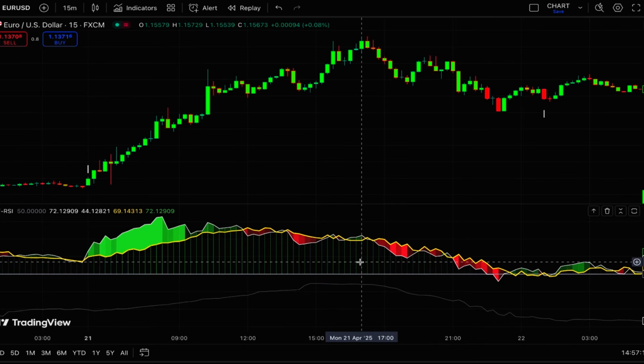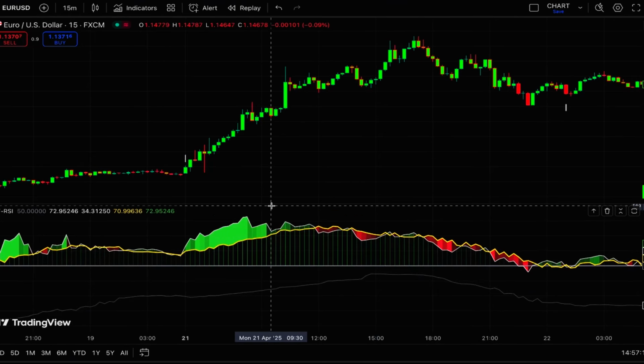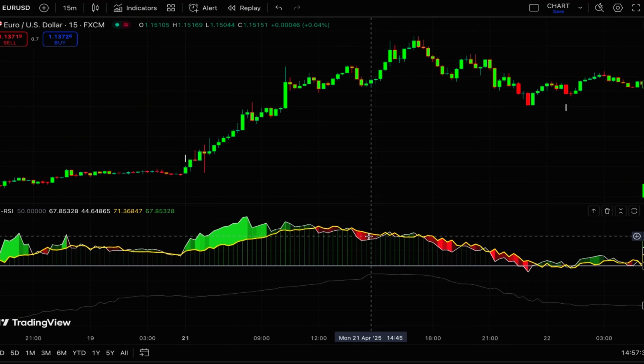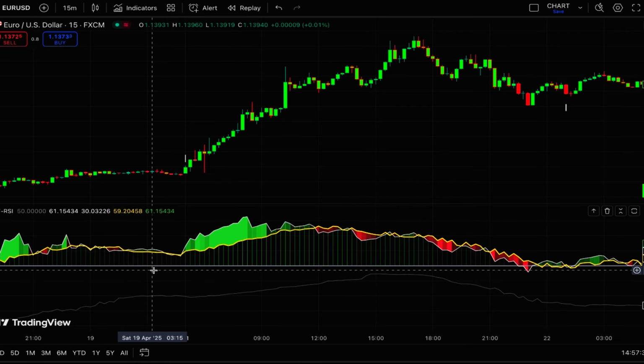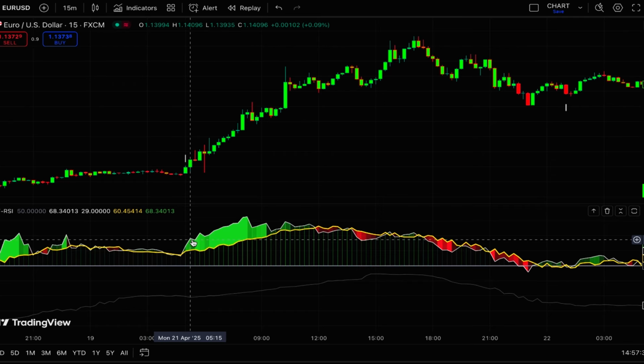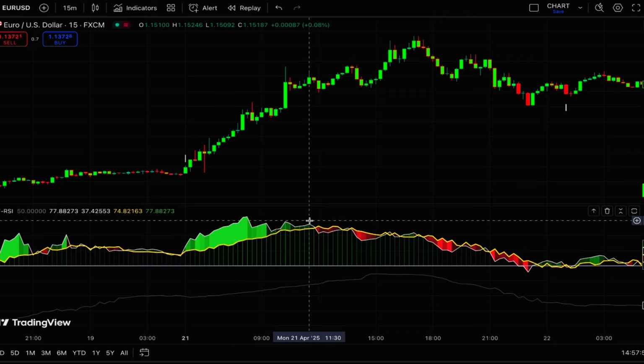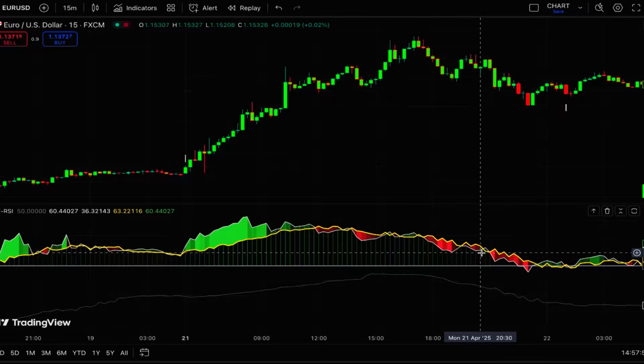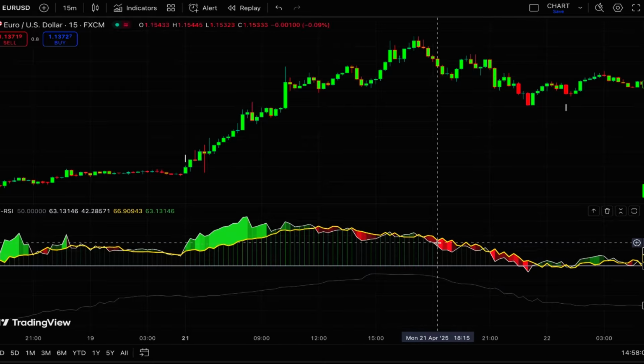In this indicator, when there is a crossover between the RSI line and its moving average line, the area between them becomes green or red depending on the direction of the crossover. When the RSI line crosses above the moving average line, this is a signal for bullish momentum and the area becomes green. And when the RSI line crosses below the moving average line, this is a signal for bearish momentum and the area between them becomes red.